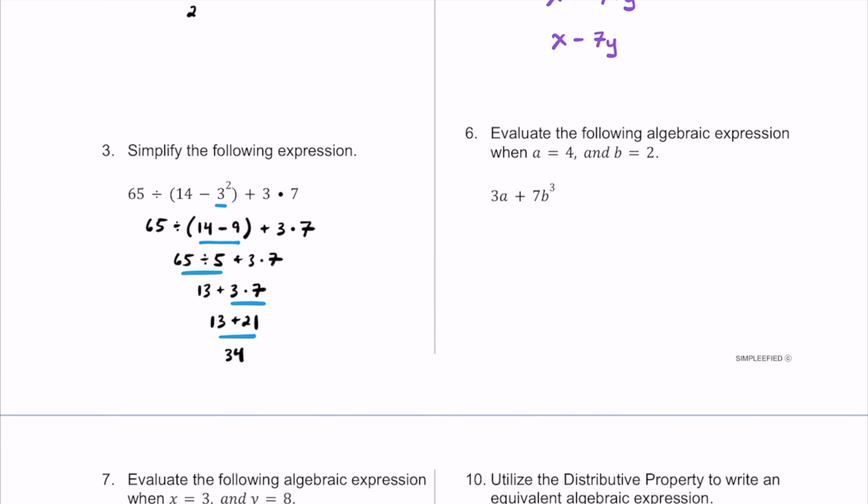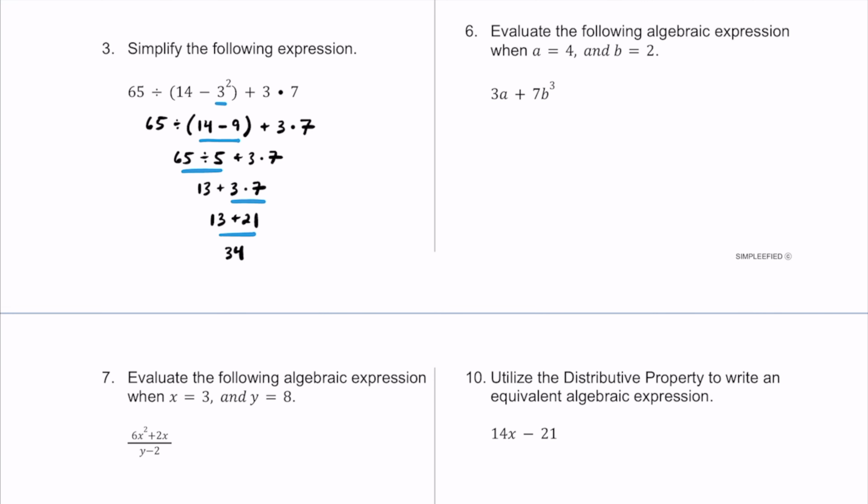All right, here is number 6. For number 6, let's go ahead and evaluate this algebraic expression. In this particular problem, a is going to equal 4 and b is equal to 2. So let's go ahead and substitute those values in. So we have 3a, which means 3 times a. So I'm going to go ahead and replace a with the number 4, because that's what they tell us it is equal to, plus 7 multiplied by b, which is going to be 2. And that b has to be raised to the 3rd power.